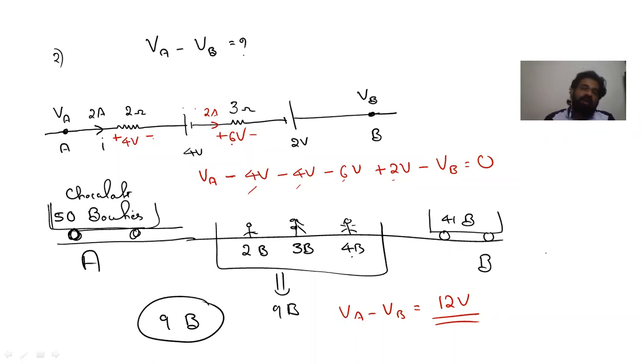Okay, likewise, if they ask VB minus VA, that also we can find. Suppose if they ask VB minus VA, what we can do? We can start from this side, no problem. VB, when we come this side, this is going to be minus 2. In the direction of current, we should mark plus and minus. This is a sign convention which I am following. Okay, you can also follow the same thing to avoid confusion.